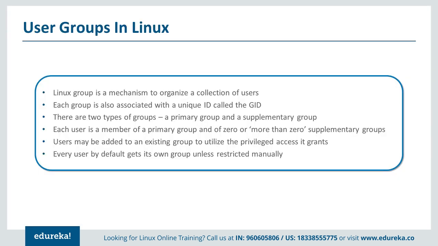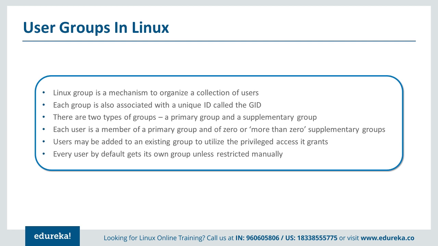Every user is associated to some group, as we have seen. Every user ID is associated with some group ID. So a Linux group is a mechanism to organize a collection of users. Each group is associated with a unique ID called the group ID, which we have seen in the /etc/passwd file. There are two types of group, a primary group and a supplementary group. Each user is a member of a primary group and of zero or more supplementary groups. Users may be added to an existing group to utilize the privilege access it grants.